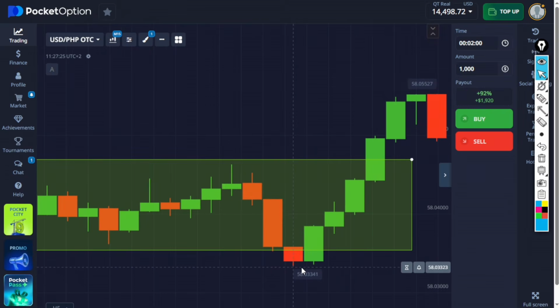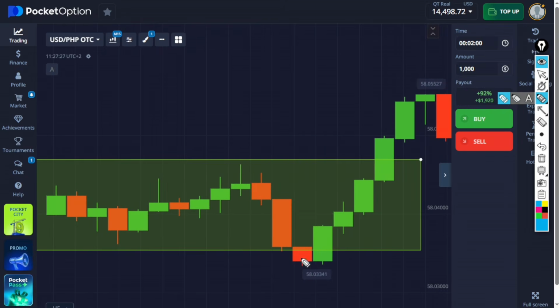If we take a closer look here, as you can see, we got a break and a candle closure below this consolidation zone on this candle right here. And I don't know about you, but this candle closure is not convincing at all. We got a very small bearish candle closure here.